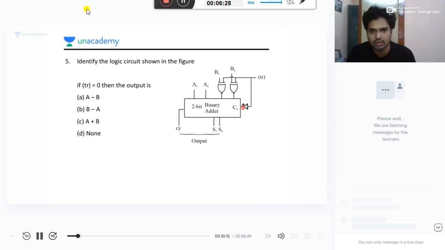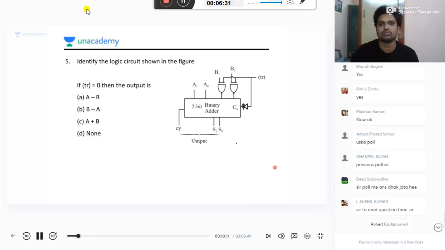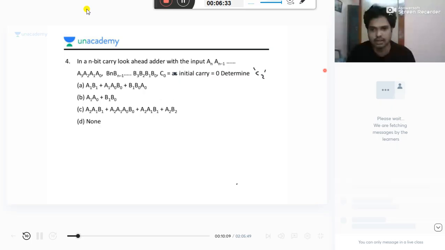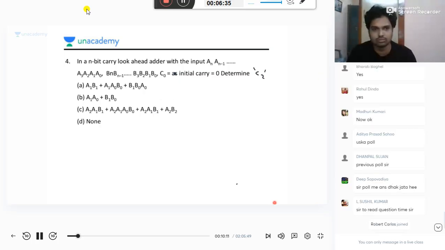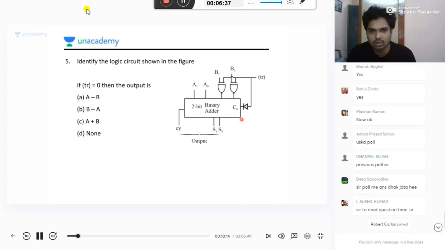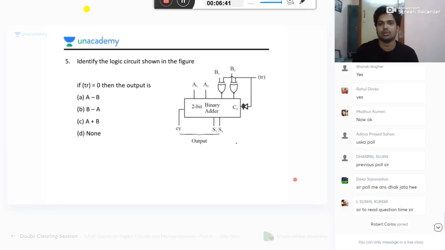This is inverter. It is inverter, not diode. Please see inverter. Okay. So read it. I will start the poll.